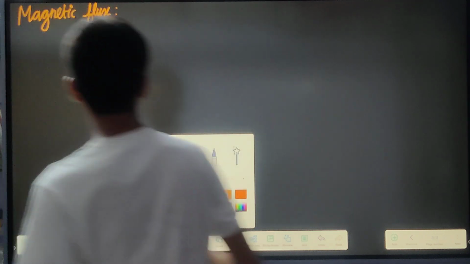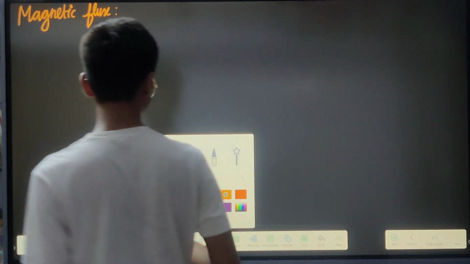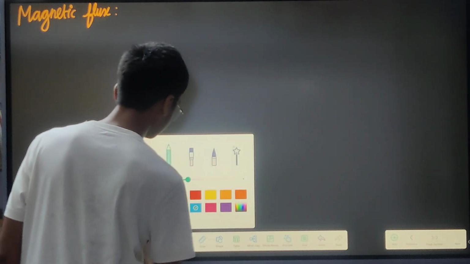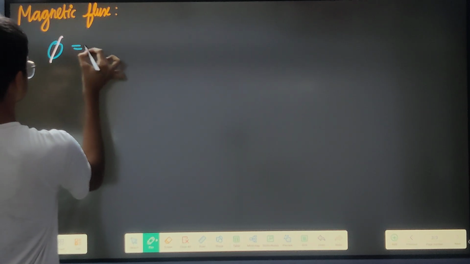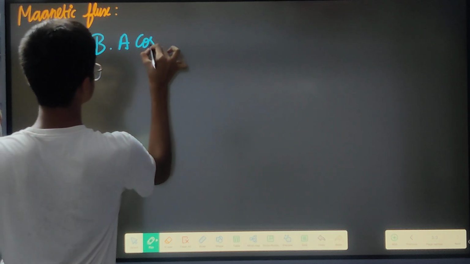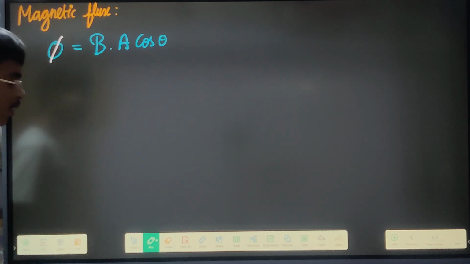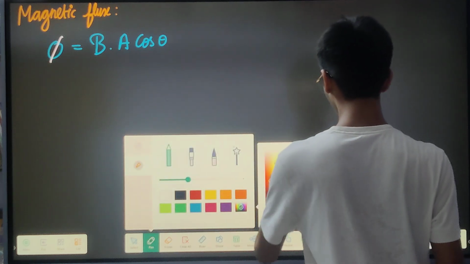Okay, so magnetic flux. What is magnetic flux? We all have studied that. Magnetic flux is equal to BA cos theta. Well, not really magnetic flux, it can be any flux. Just remember this one thing.